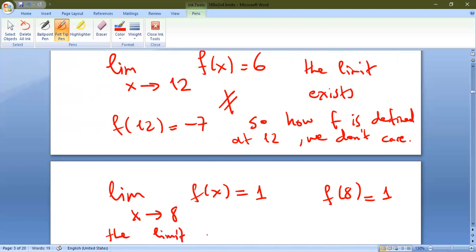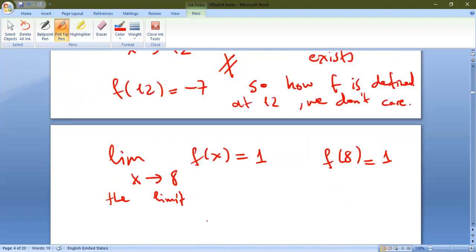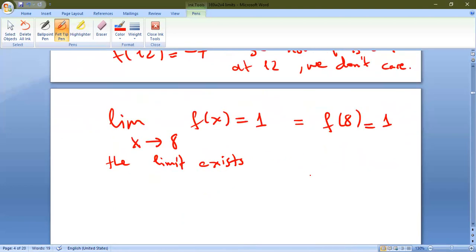Actually, once we write the limit of a function f as x goes to some number is equal to some number, that already means the limit exists. Well, in this case, they are also equal, but that's beside the point. That's going to be important when the continuity thing comes. So when the definition and the limit are equal, we are going to call this thing continuity.